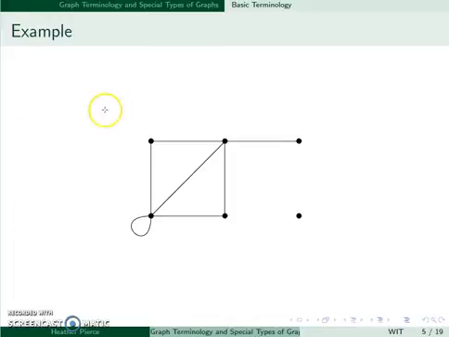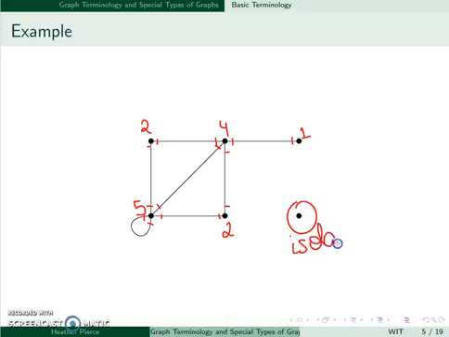So for example, this vertex here would have degree 2 since it has 2 edges. This one here has 1, 2, 3, 4 edges, so it would have degree 4. This one just has 1. This has 1, 2, 3, 4, 5, since the loop counts twice. This one will have 2, and this vertex here is said to be isolated since it has a degree of 0.